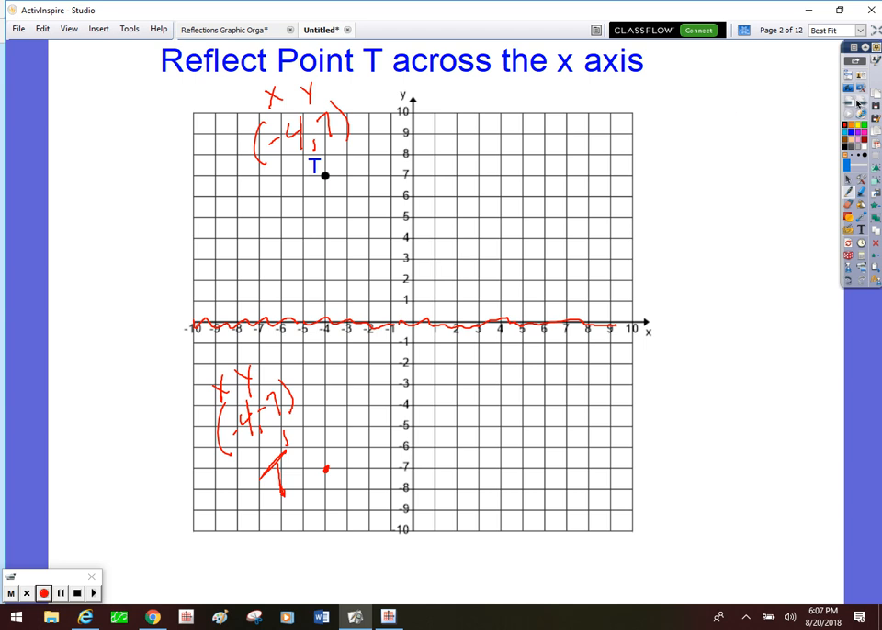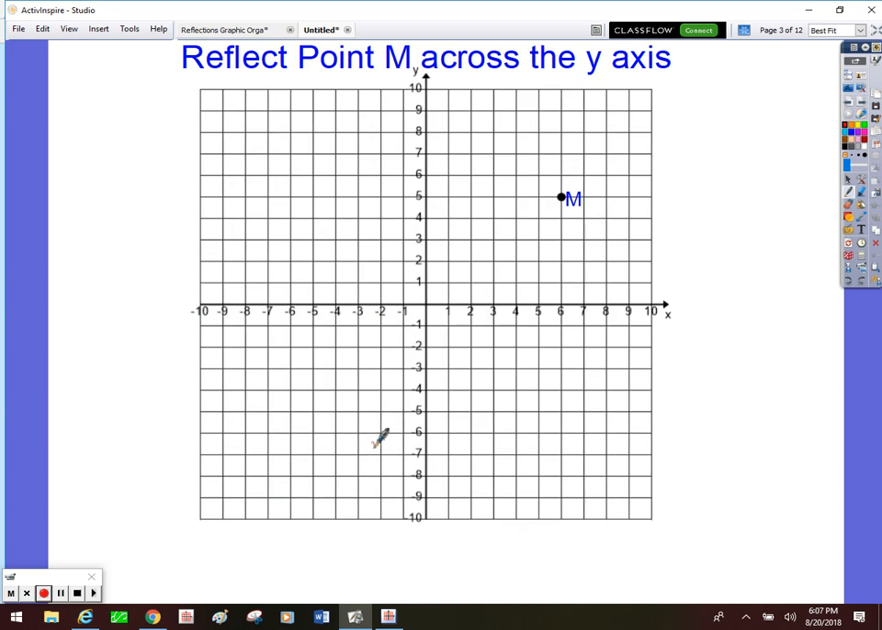Okay, let's try one more. Let's see what we got here. We want to go to point M across the y-axis. Well, this time we're going to go across this axis. Remember, reflect across means we're going to go to the other side. Be careful here. Always want to go across. Don't highlight this one and go down. Okay, so we want to look.